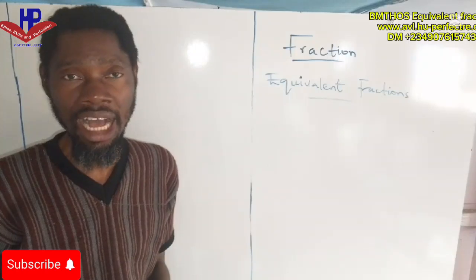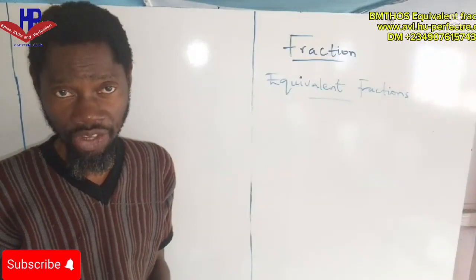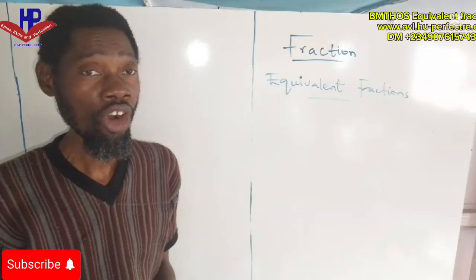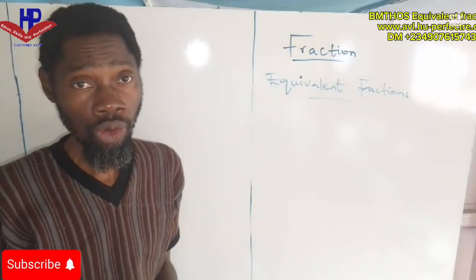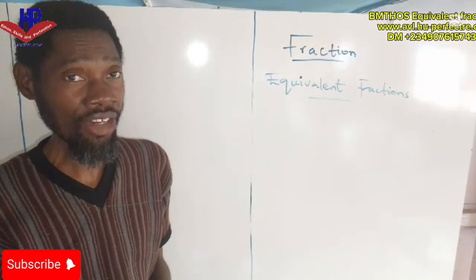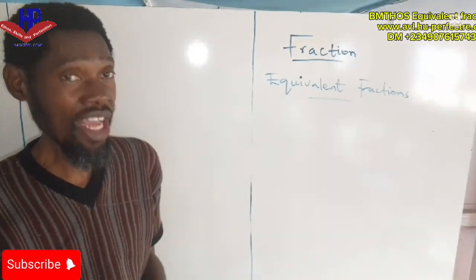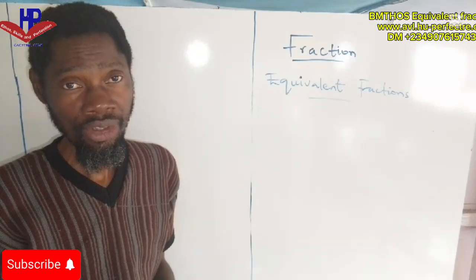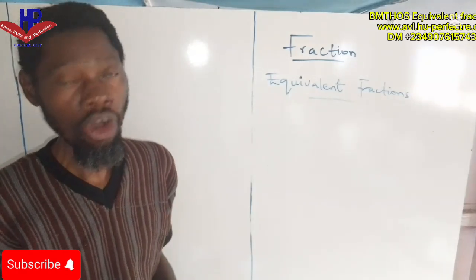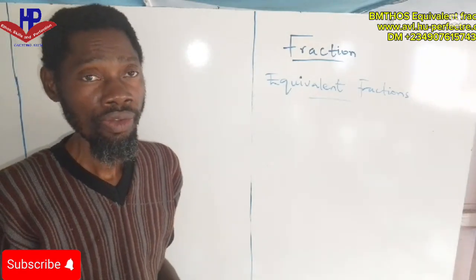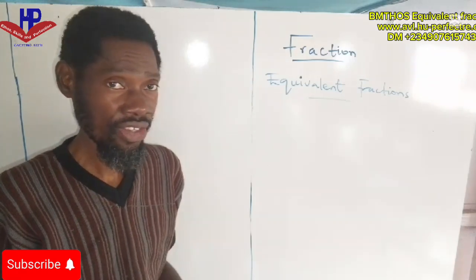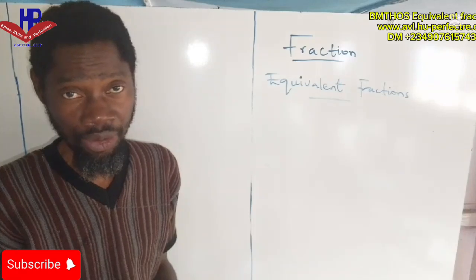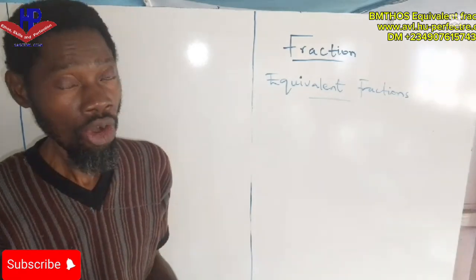Equivalent fractions are different fractions that represent the same value or proportion of the whole. They are different fractions, but they have the same numerical value or proportion of the whole.